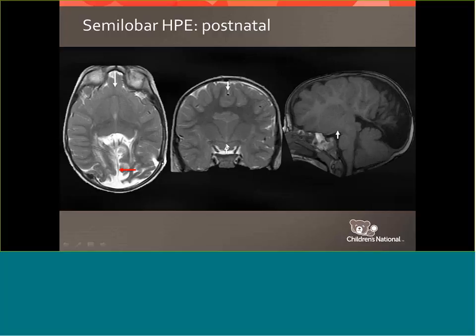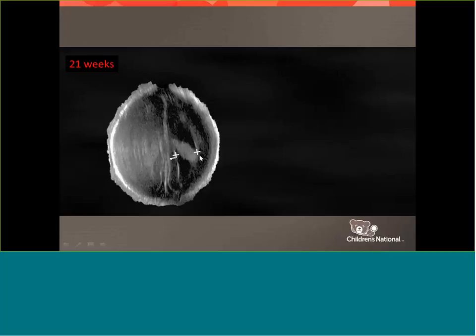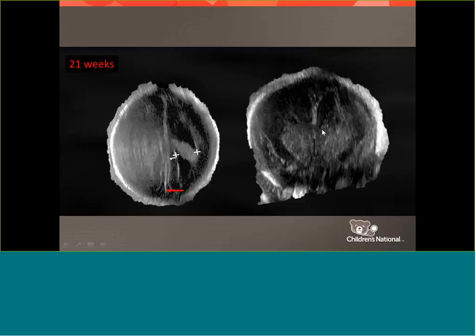Here's a 21-week ultrasound, normal face. Apart from some mild ventriculomegaly, it was difficult to find another problem with the ultrasound. We can see the interhemispheric fissure and the falx are present in the axial plane. But in the coronal plane, we do see contiguous tissue across midline in the frontal region. It's not projecting very well, but we expect to see echogenic tissue here representing the corpus callosum, not a hypoechogenic or dark appearance. So that suggests there's failed separation of the frontal lobes.